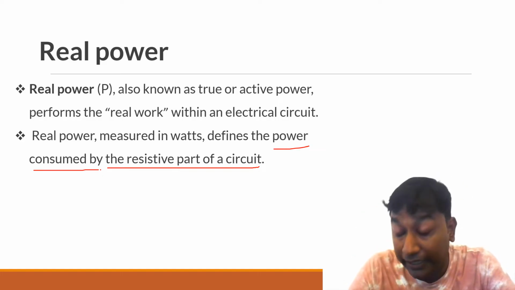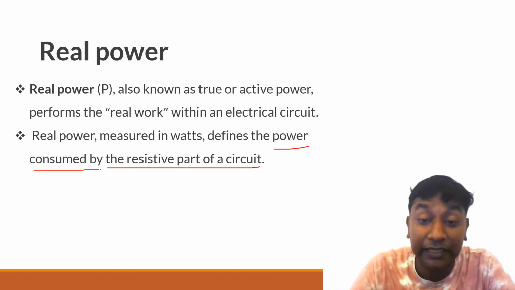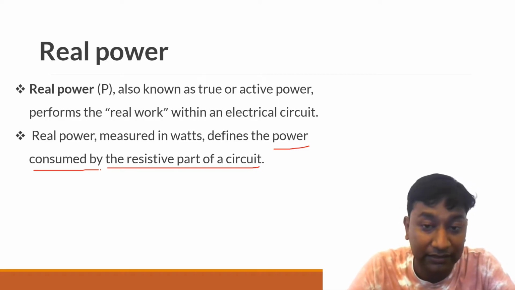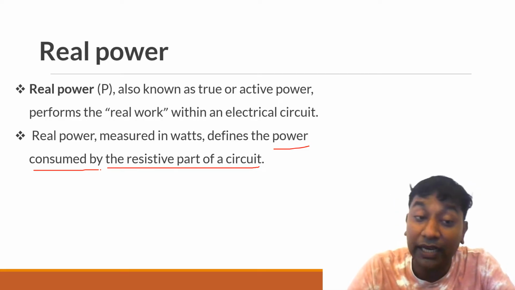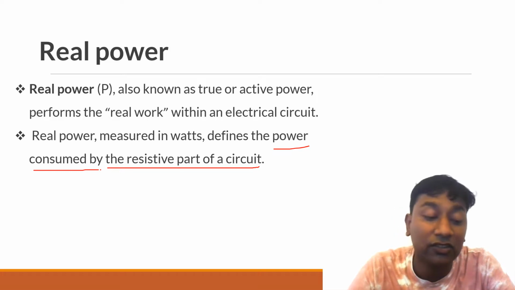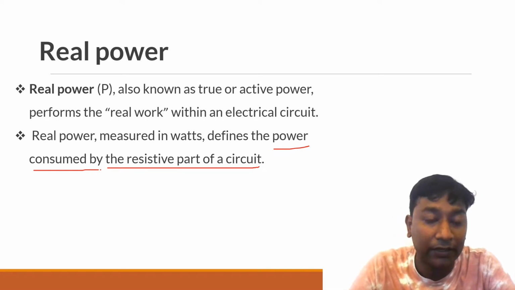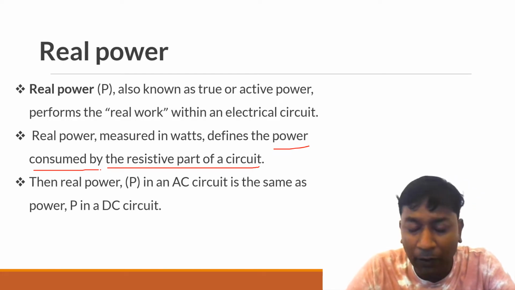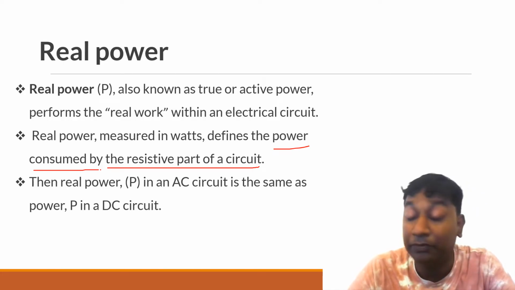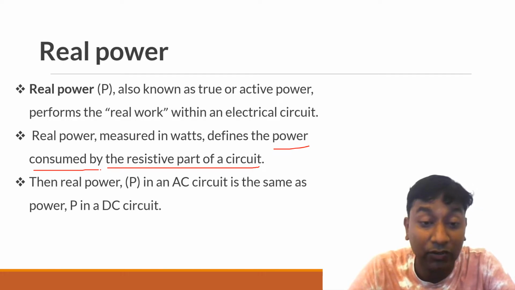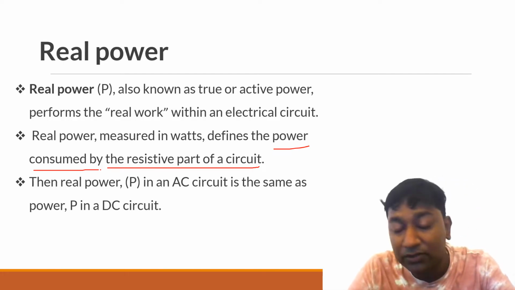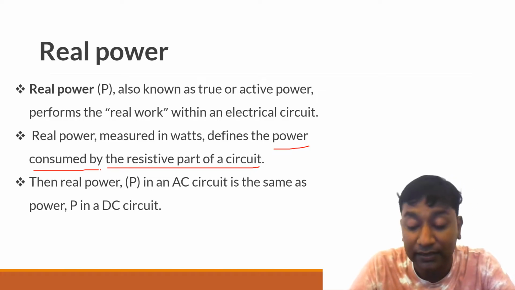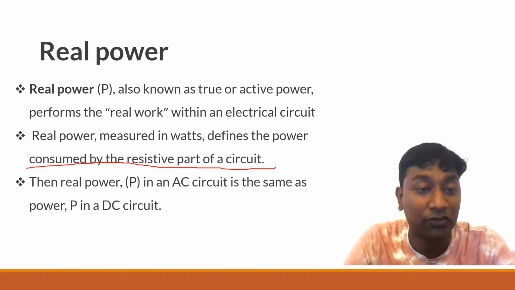In a circuit there are different things: resistance, inductance, or maybe capacitance. The power consumed by the resistive part of a circuit is called the real power. This power in an AC circuit is the same as the power P in a DC circuit, which is consumed by the resistive part of the circuit. Now we'll see the next one.